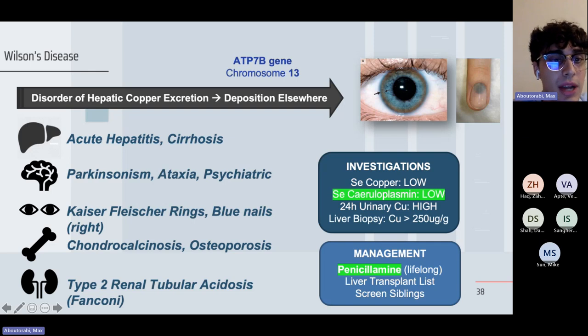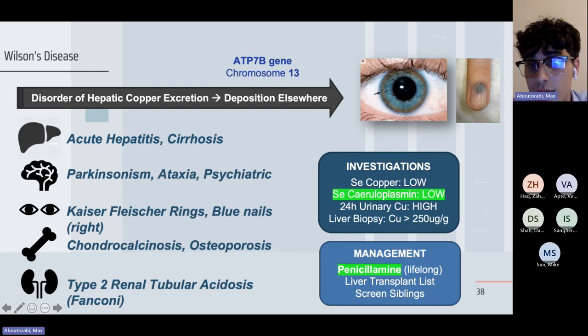So some common signs you can see would be acute hepatitis and liver cirrhosis. It's also a differential for Parkinson's. So if you get Parkinson's symptoms in a young patient, you would want to consider Wilson's disease as a potential differential. You can also get Kayser-Fleischer rings, which are the thing you saw in the top right in the eye. And you'd also get blue nails, which is the other image. You can get chondrocalcinosis, which will be seen on x-ray, osteoporosis, and you can also get type 2 renal tubular acidosis, otherwise known as Fanconi syndrome, but you'll cover that more in your nephrology rotation.